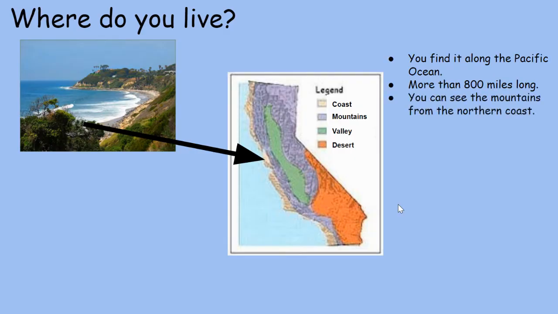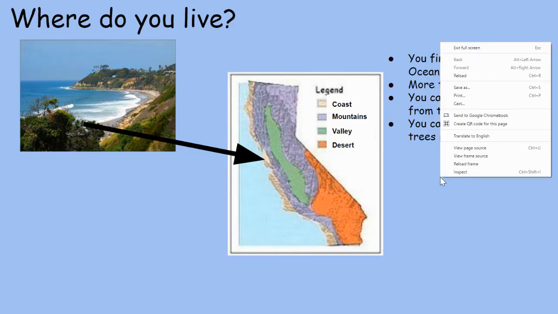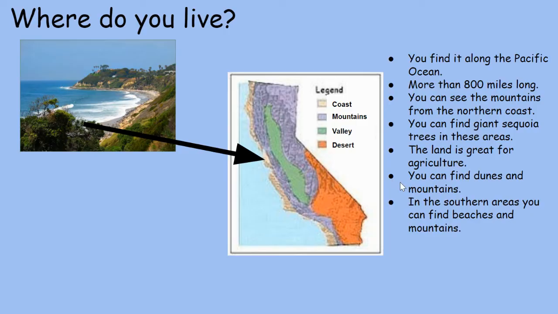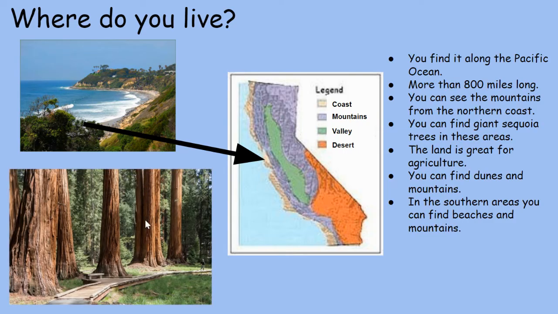And you can see the mountains from the northern coast. You can find giant sequoia trees in these areas. And the land is great for agriculture and growing things. You can also find dunes and mountains. And in the southern areas, you can find beaches and mountains as well. And here are some sequoia trees.